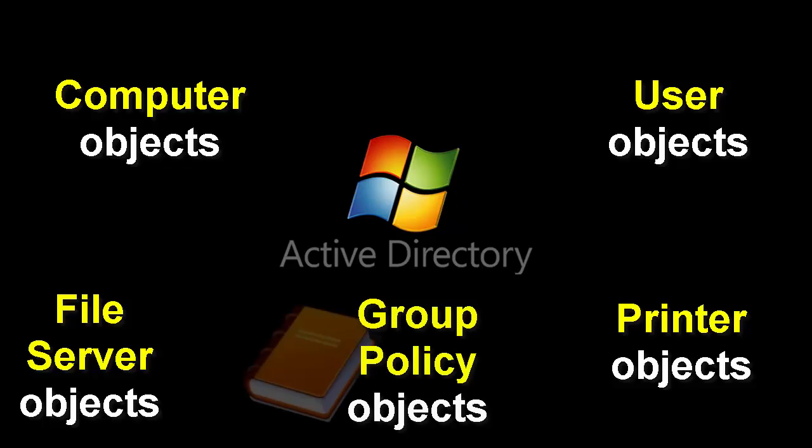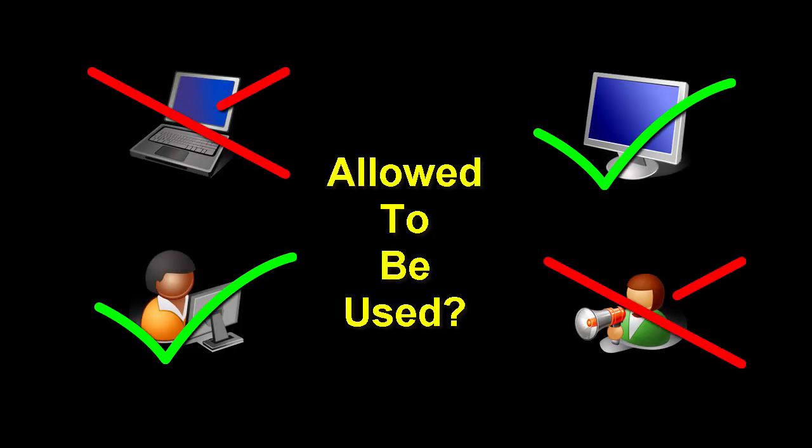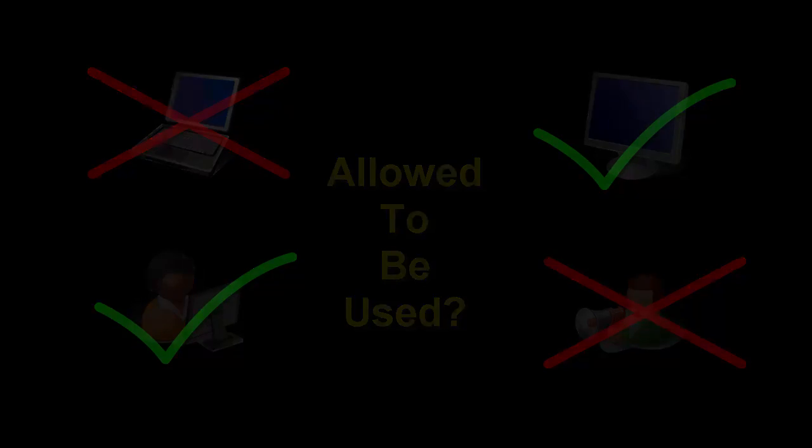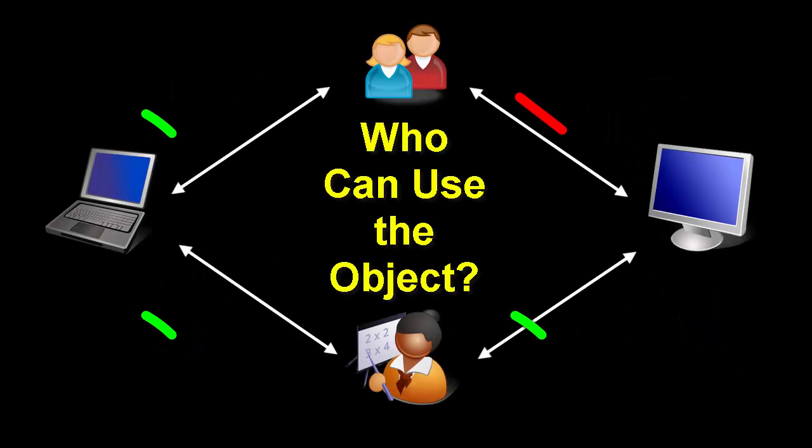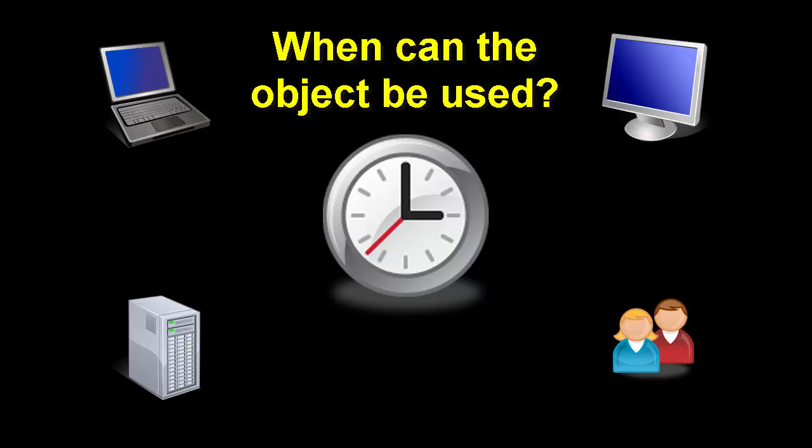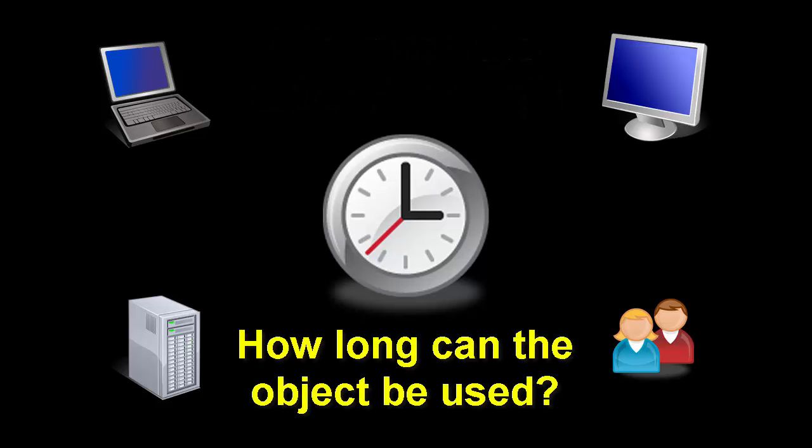And the final object is group policies. Group policies help to manage groups of objects instead of needing to do them on an individual basis. Active Directory can control several aspects of each object, such as, is that object allowed to be used? Who can and can't use the object? When can the object be used? How long can the object be used?